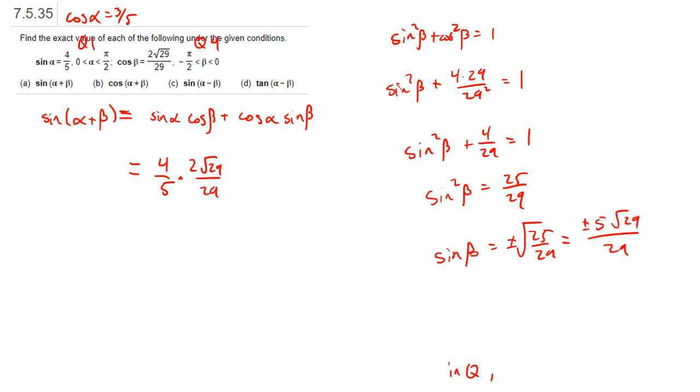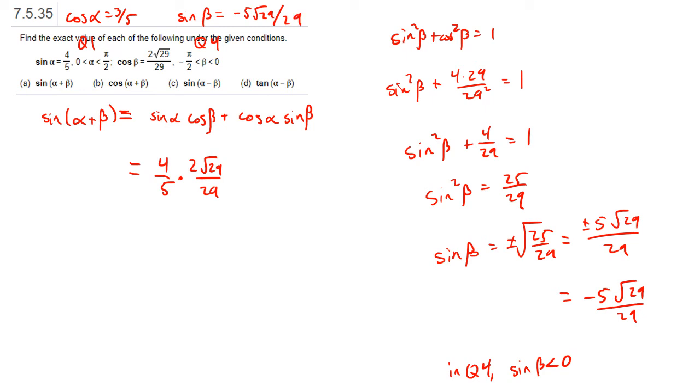But we were given that we are in quadrant 4, which means the sine of beta is negative. So I'm going to pick the negative one, negative 5 root 29 over 29. I'm going to put it up here at the top so that I can use it later on. I expect we'll need it several times. Negative 5 root 29 over 29.